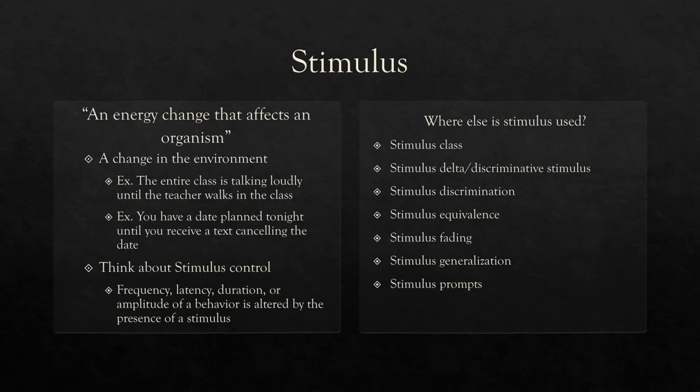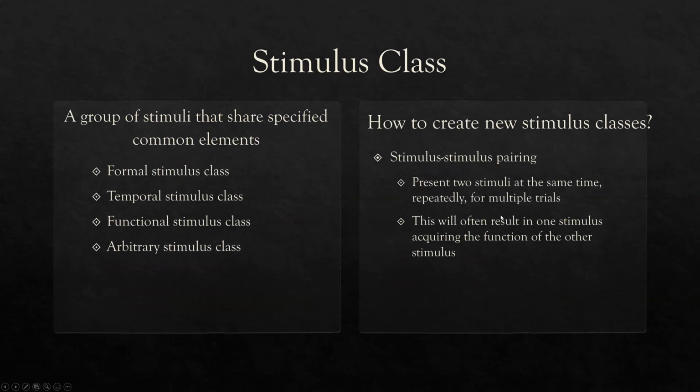With that said, let's talk about stimulus classes, because different classes of stimuli do different things and have different characteristics. The four we're going to look at are formal, temporal, functional, and arbitrary. We're going to look at functional and temporal in kind of the same light, but formal and arbitrary we're going to look at separately along with functional.